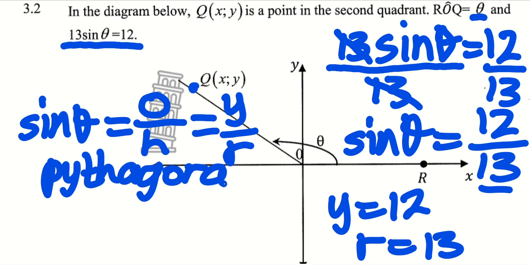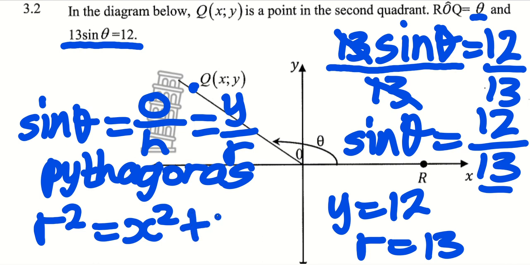Pythagoras. So we are going to use Pythagoras to find out what the value of x is. Pythagoras shows that the square of the hypotenuse is equal to the square of the adjacent side plus the square of the opposite side. In terms of a Cartesian plane, the square of the radius is equal to the square of x plus the square of y.